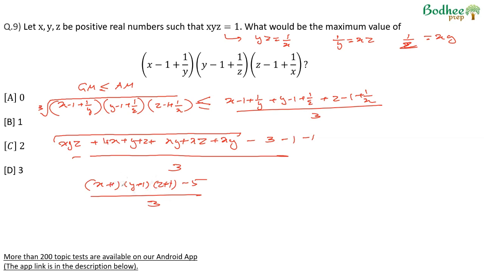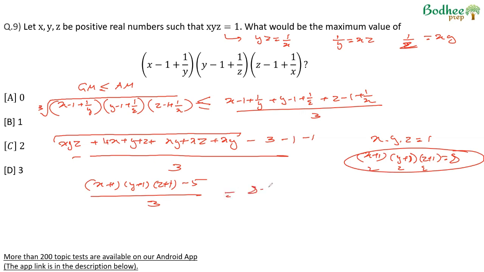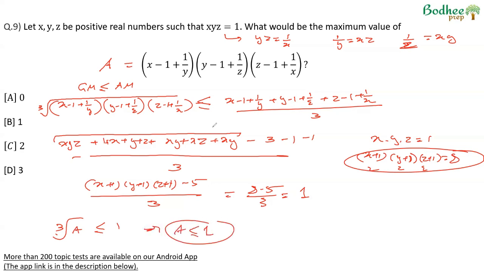The minimum value that this will take, since x into y into z is 1, the minimum value will happen when x, y, z, all three are 1, and therefore x plus 1, y plus 1 into z plus 1 will be 2 into 2 into 2, that is 8. So if you put the value here, this becomes 8 minus 5 by 3, which is 1. Therefore, I can say, suppose this is the value a, cube root of a is less than equal to 1, which means a will be less than equal to 1. So the maximum value that a will take will be 1, which becomes my answer.